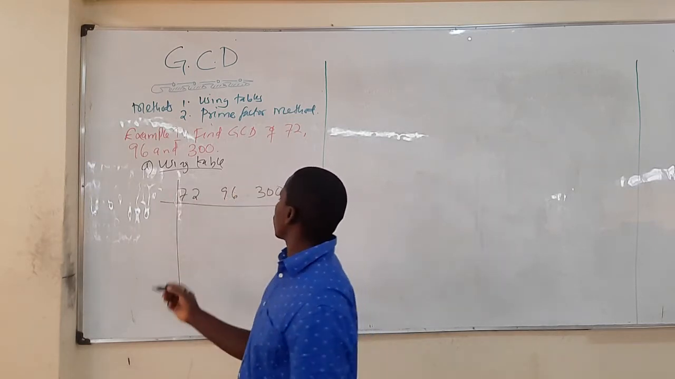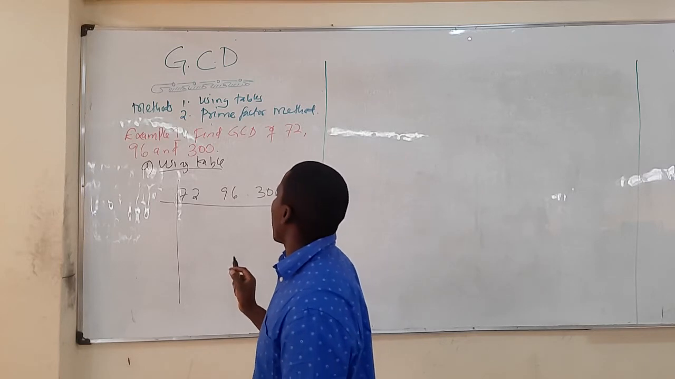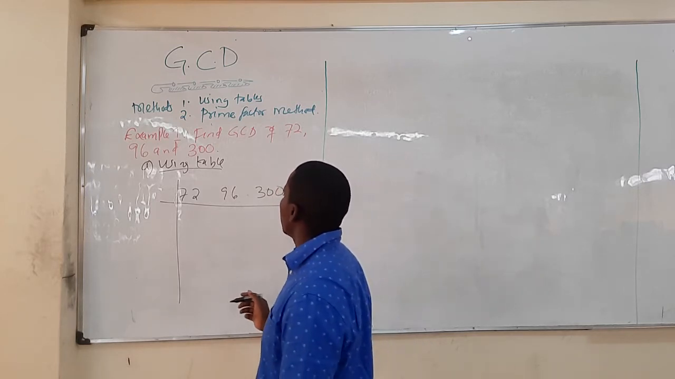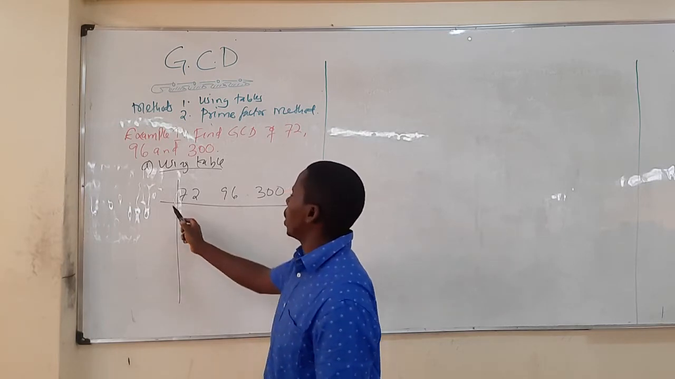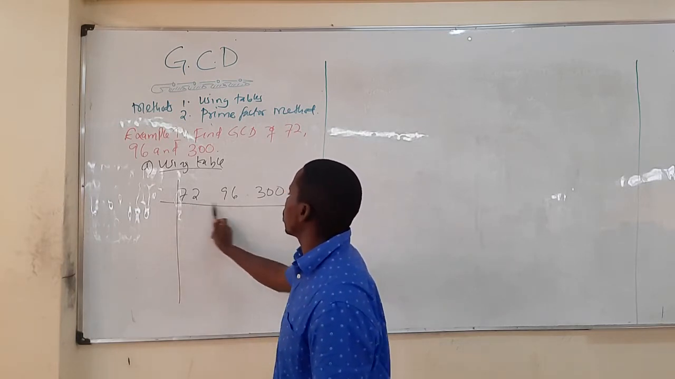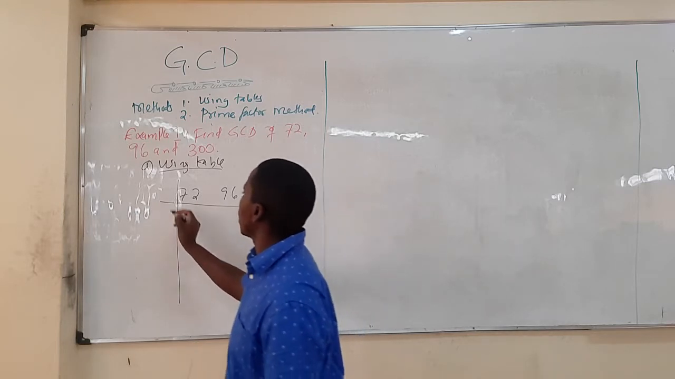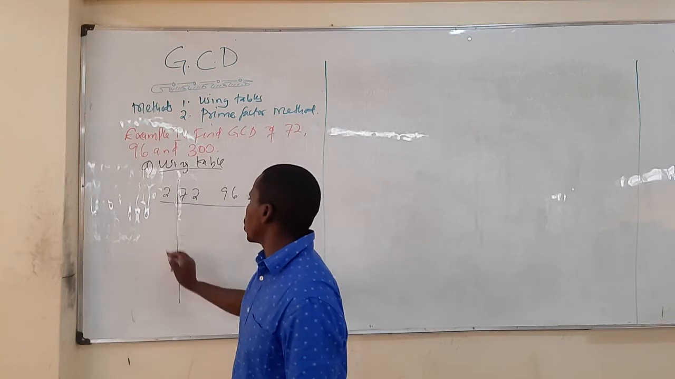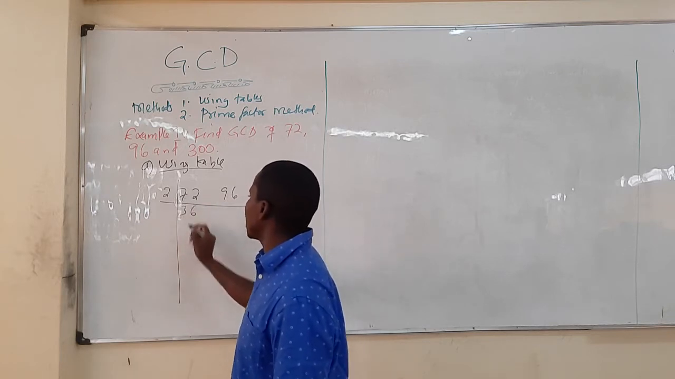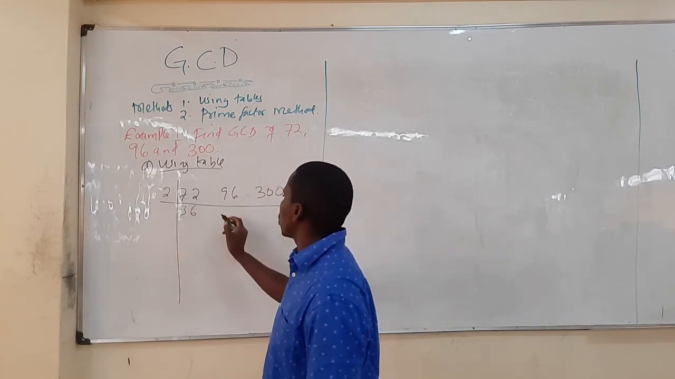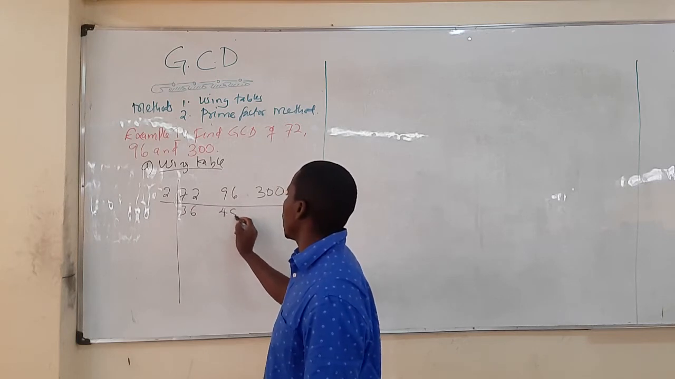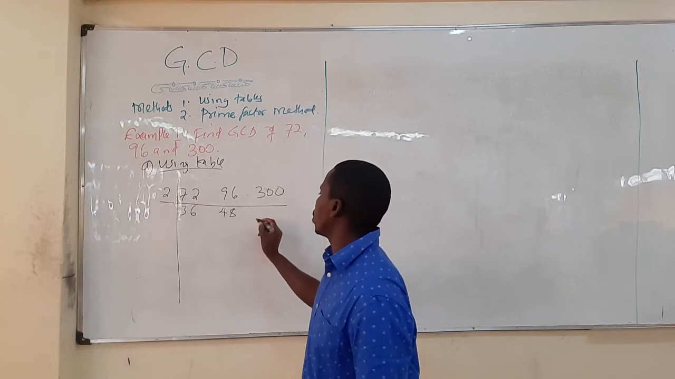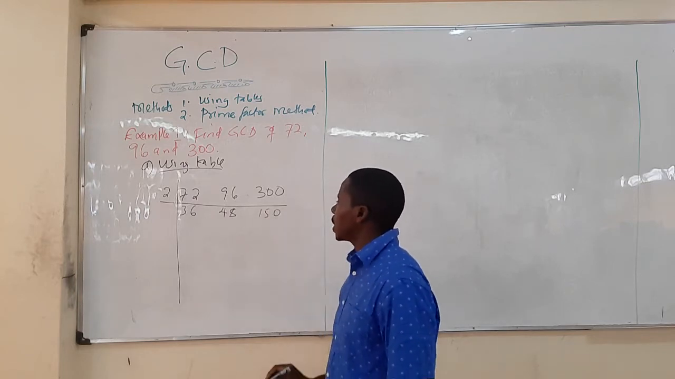The first thing is to divide by a number that is going to divide all of them. Of course, we use the prime numbers here. So you check the first prime number, which is 2, whether it can divide all of them. In our case, it does. So we have 2 there. We divide 72 by 2 and get 36. Then 96 divided by 2 is 48. Then 300 divided by 2 is 150.